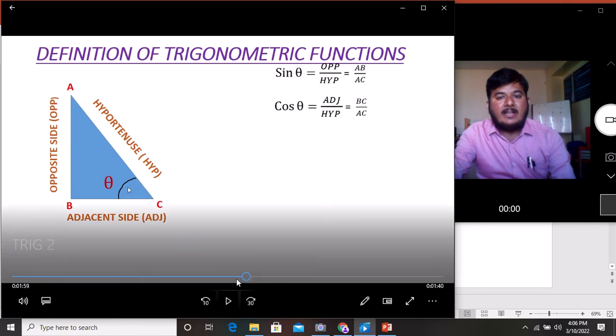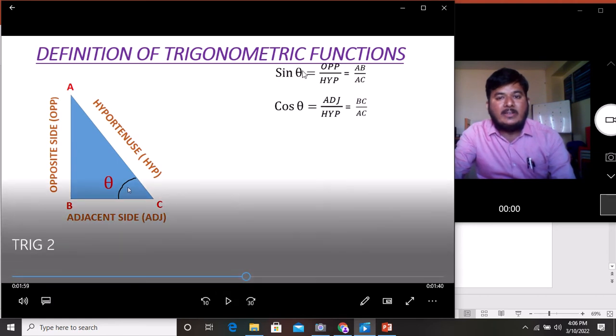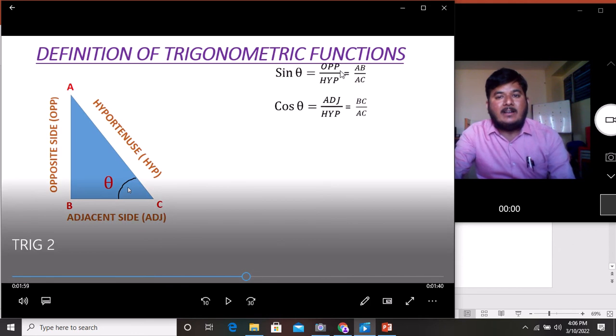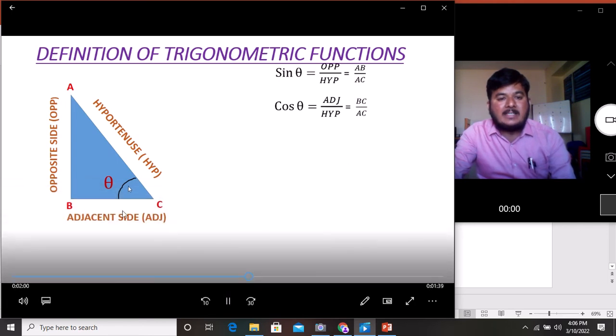Similarly, how do you define cos theta? First, you need to remember this: sin theta is opposite by hypotenuse. This is the definition of sin theta. Opposite here is AB and hypotenuse is AC. Similarly, cos theta is defined as adjacent side divided by hypotenuse. This is the standard formula you need to remember for the rest of your life.